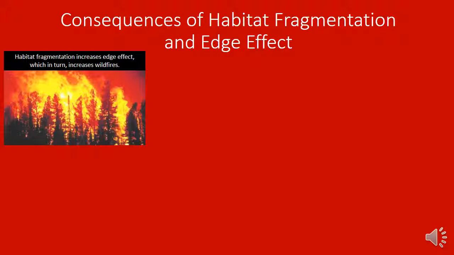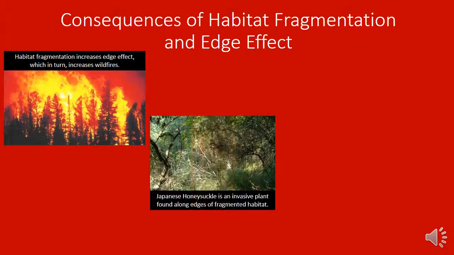If we increase the edge effects, we also increase wildfires. And you're like, what? How's that? Well, when you let more light into the forest floor, you grow more vegetation, and you decrease the humidity in the forest. So now we're getting more brush down low, and we're making it drier. And so both of those things allow for fire to spread more rapidly.